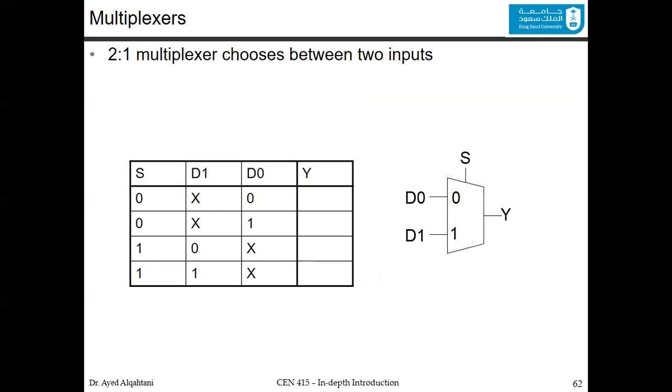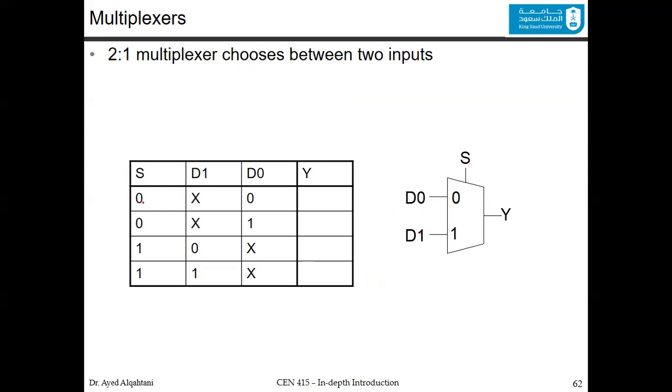Now we will see the multiplexer. If we assume a 2-to-1 multiplexer, we know that if you have a selection line with a single bit, then you have a 2-to-1 multiplexer where you have D0 and D1 as inputs, and you choose between D0 and D1 based on the value of S.